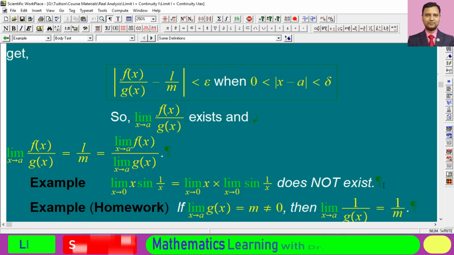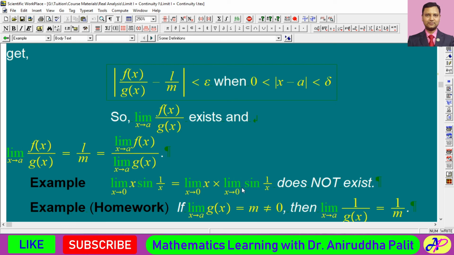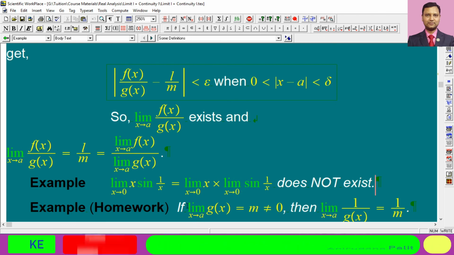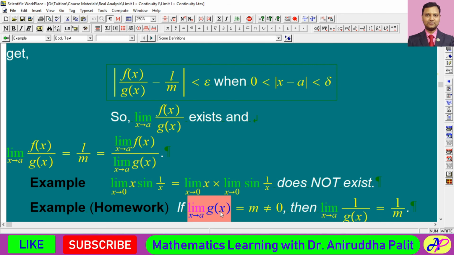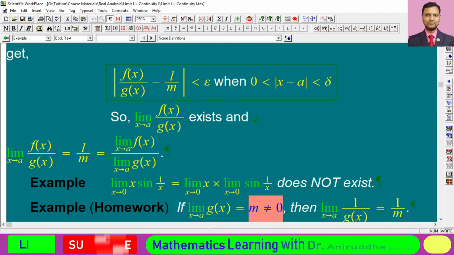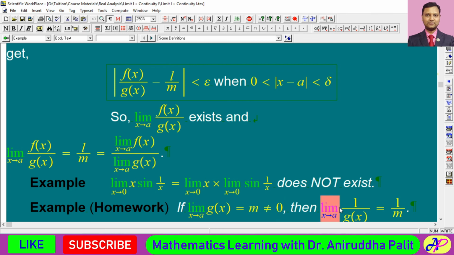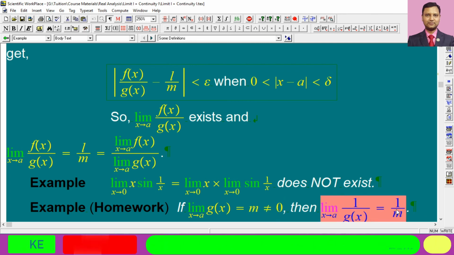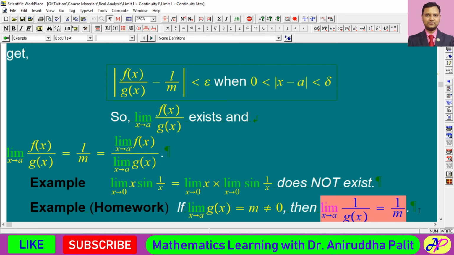I am keeping one result as homework: if limit as x tends to a of g(x) is equal to m and this m is not equal to 0, then limit as x tends to a of 1 by g(x) is equal to 1 by m. Over here m is not equal to 0.